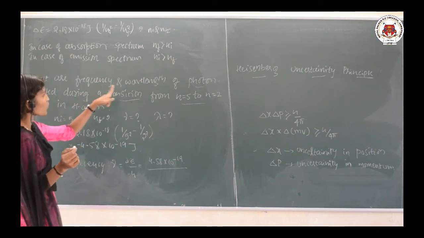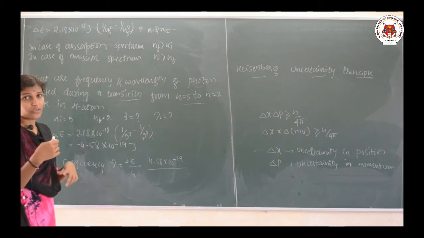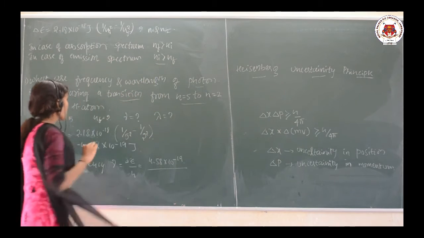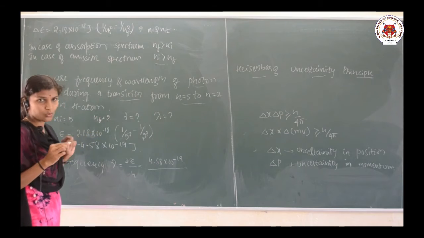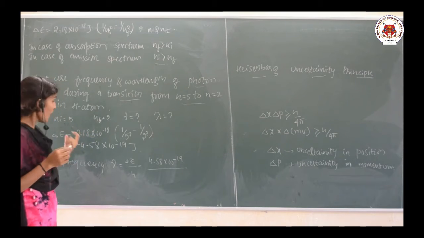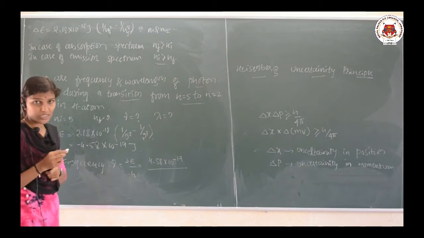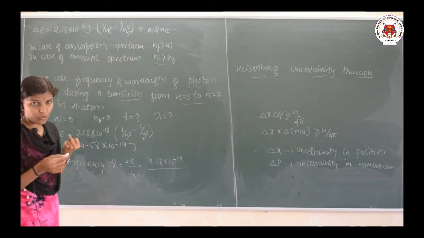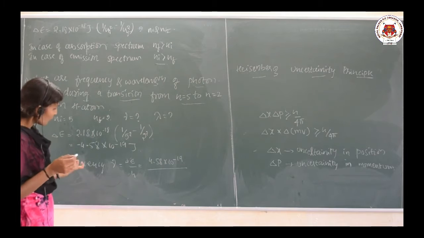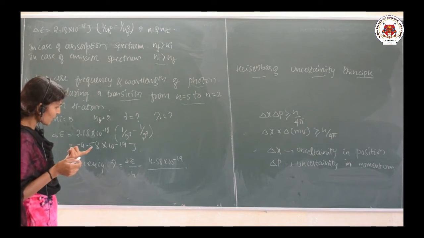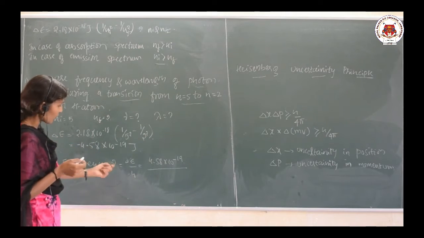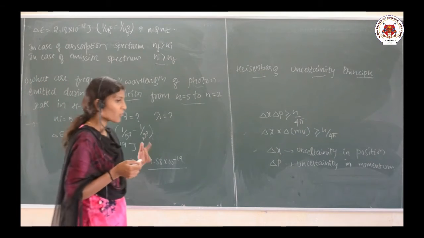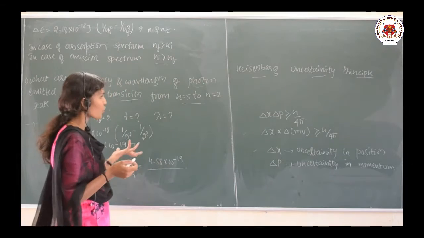See here, emission, photon is emitted. So when the photon is emitted, there must be Ni greater than Nf. Ni is 5, Nf is 2. So Ni is greater than Nf, and this minus sign indicates only that it is an emission spectrum. If it is positive, it is an absorption spectrum. So frequency we need to calculate. Frequency nu is equals to delta E by H. Here the minus sign I am not going to take, it indicates only whether it is absorption or emission.